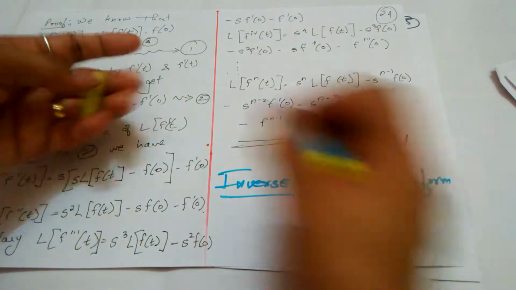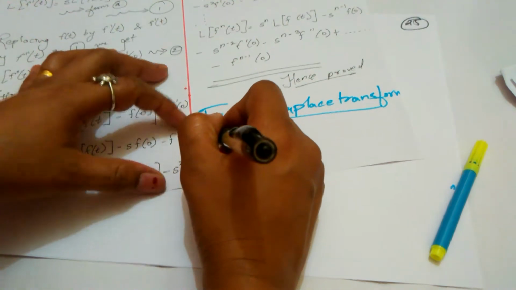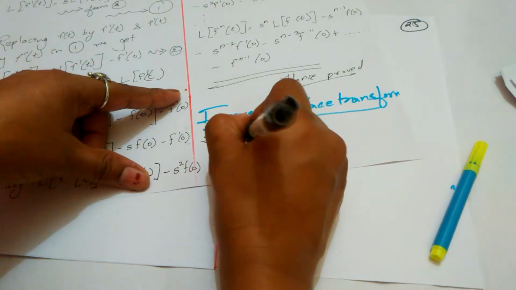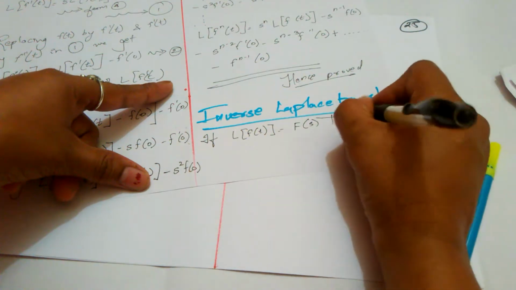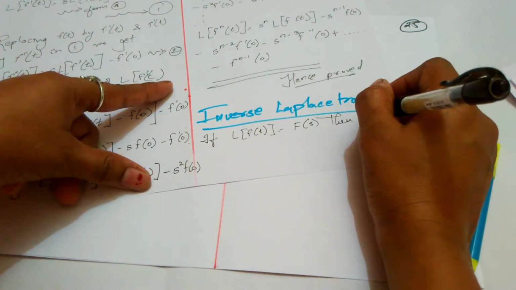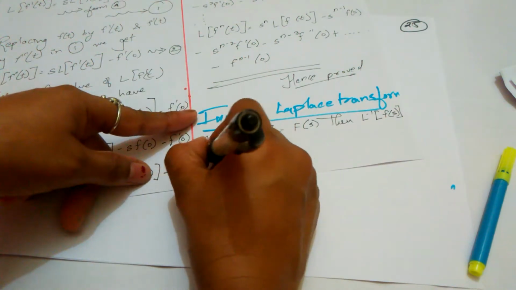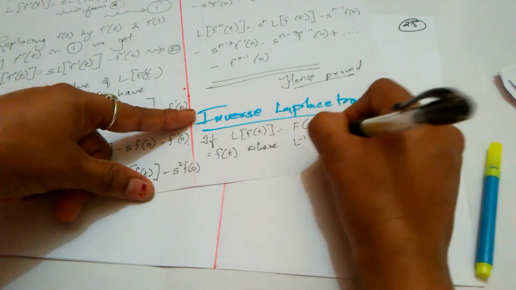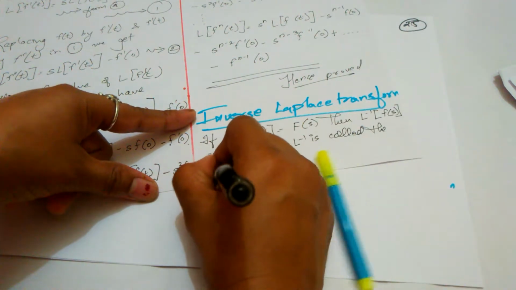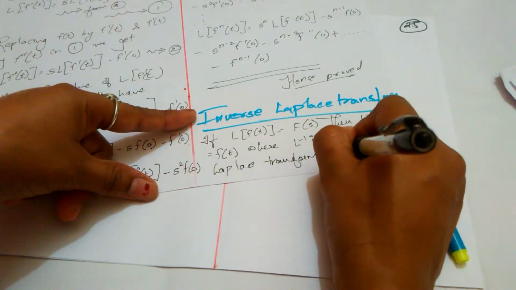What is meant by inverse Laplace transform? If L of f of t is equal to F of s, then L inverse of F of s is equal to f of t, where L inverse is called the inverse Laplace transform operator. That's it. So we'll start one problem.